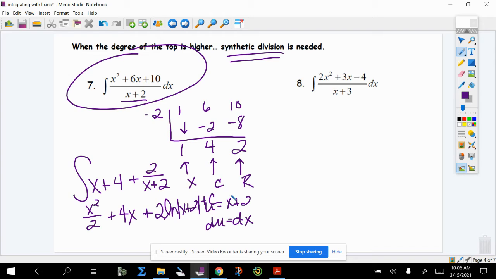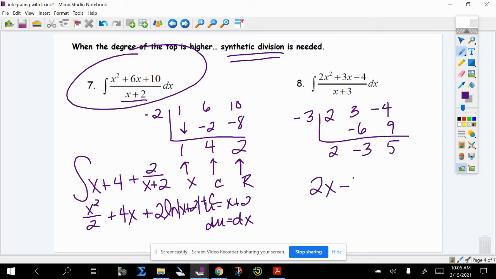So let me show you another one. You put your coefficients across the top, put the zero of what you're dividing by outside, drop down, multiply, add, multiply, add. So that means you have a 2x, a -3, and then a remainder of 5. Here you do end up with a remainder. If you don't end up with a remainder, what that means is you actually could have factored and canceled something in the numerator with what's in the denominator. That doesn't happen often, but if it does, that's wonderful.